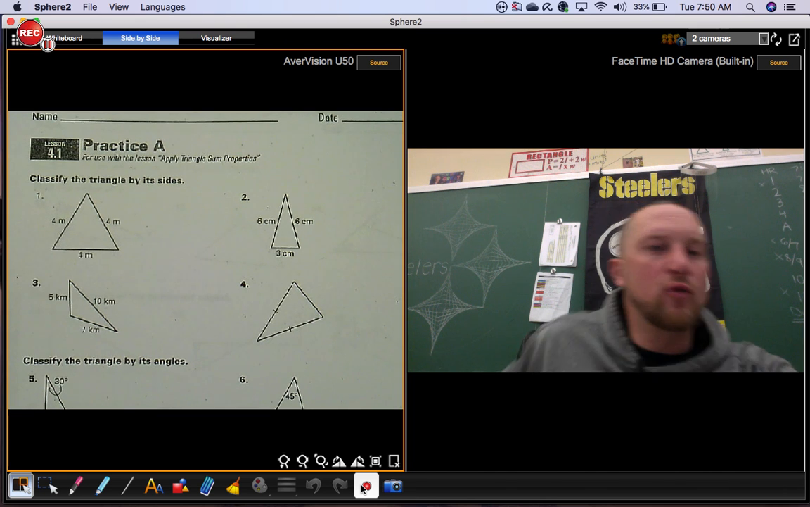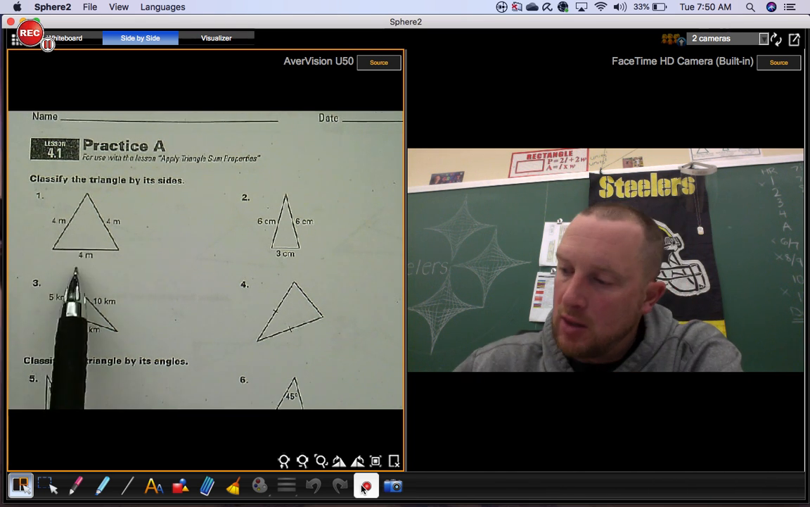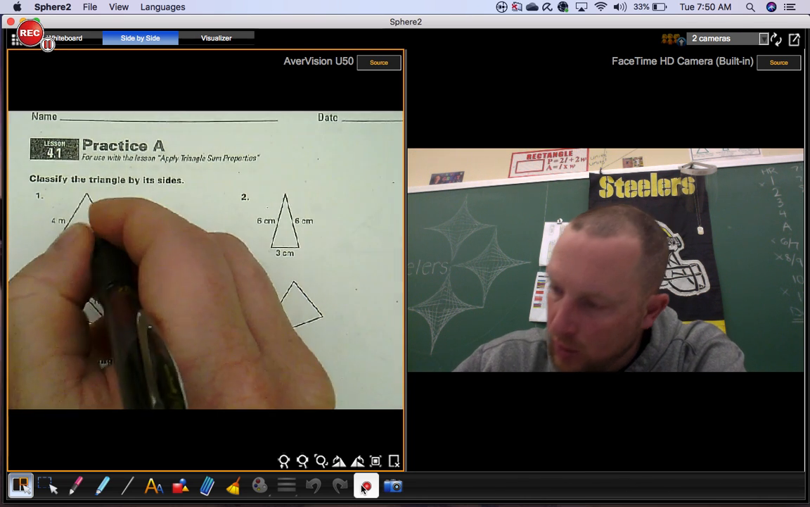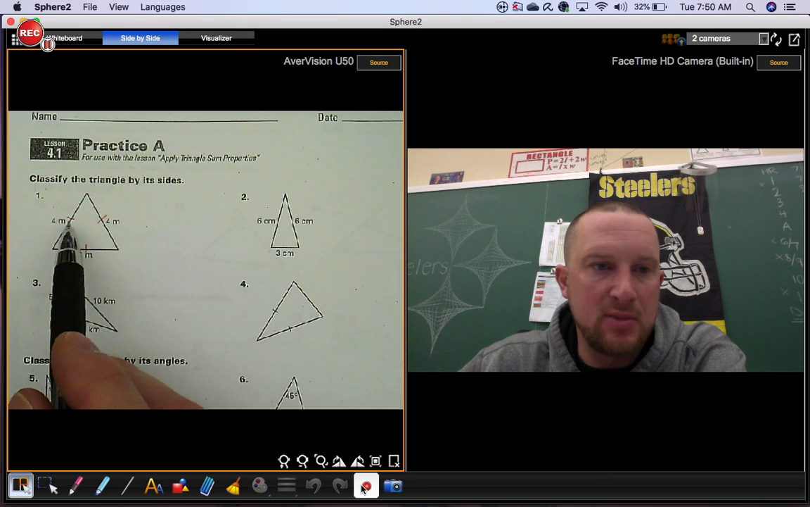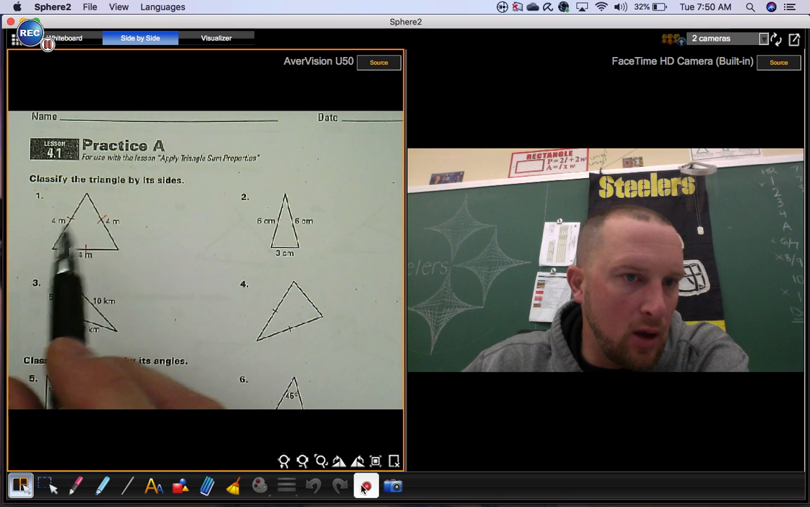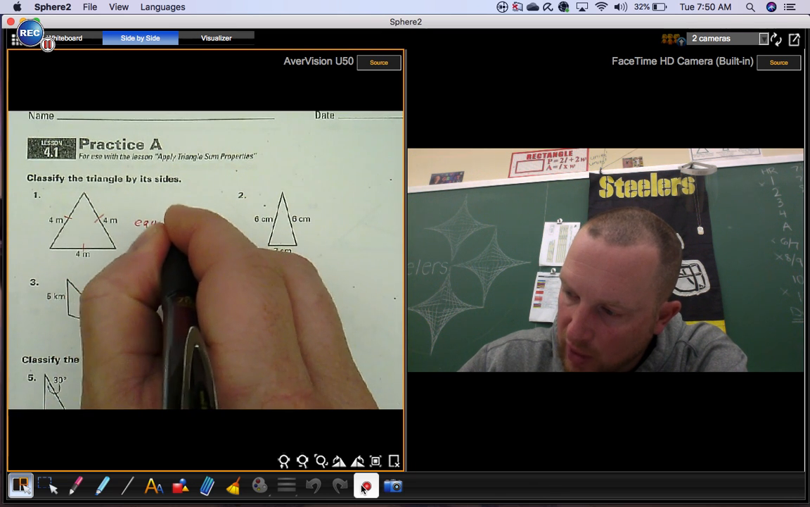Practice A for section 4.1, we're going to classify the triangle by its sides. If you look at the three sides of this triangle, you can tell that they're all congruent. They all have a length of 4 meters. That's what that M is. This isn't a length of 4M, it's 4 meters. If all the sides are congruent, then you would call this an equilateral triangle.